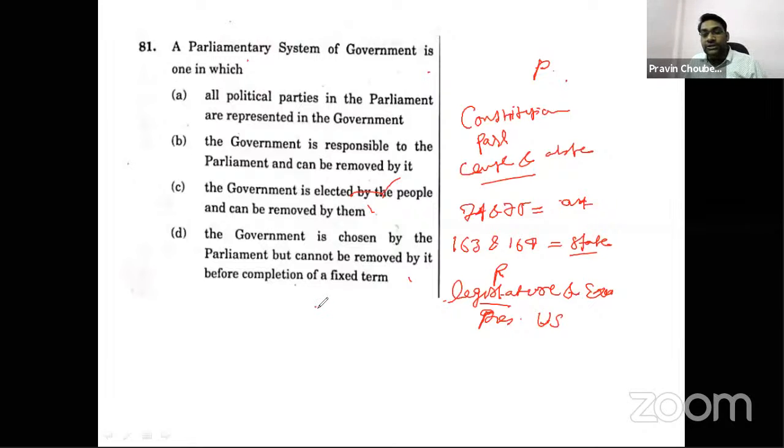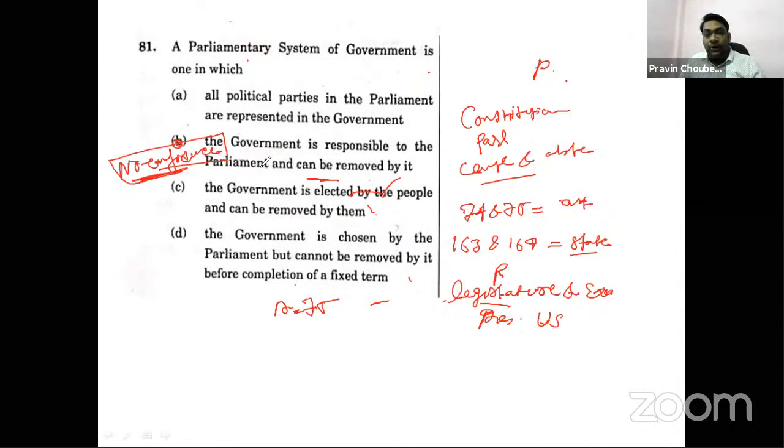Okay, when you will see the council of ministers, article 75 talks about the council of ministers being directly responsible to the Lok Sabha. Whether a minister is from Rajya Sabha or Lok Sabha, they are responsible to the Lok Sabha. Okay, so the first option says that all political parties in the parliament are represented in the government. Second option is talking about the government being responsible to the parliament and can be removed by it. If you read this statement, then you must know one important concept called no confidence motion. What is no confidence motion? Whenever the opposition party moves a no confidence motion and it is successfully passed in the Lok Sabha, in that case, government will be removed.